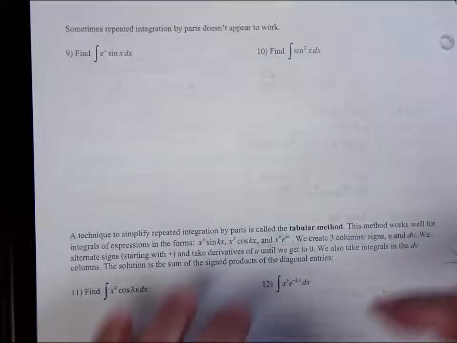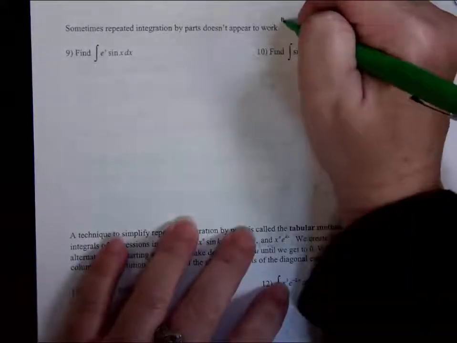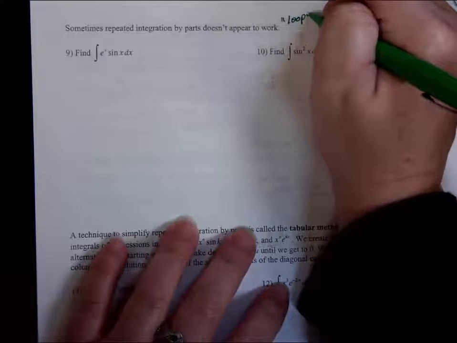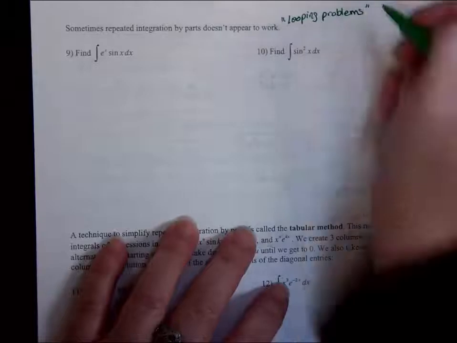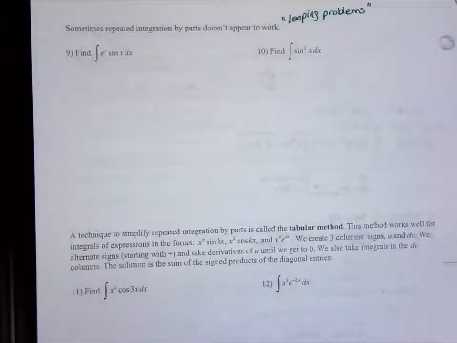So these are what I call looping problems. Looping problems are problems that when you take the derivative over and over, or you take the antiderivative over and over, you oftentimes end up back where you started. So tell me a function that you know that if you take the derivative, you're going to end up right back where you started. e raised to the x.